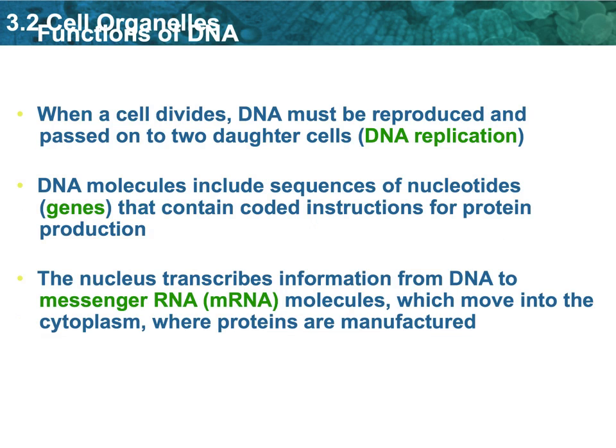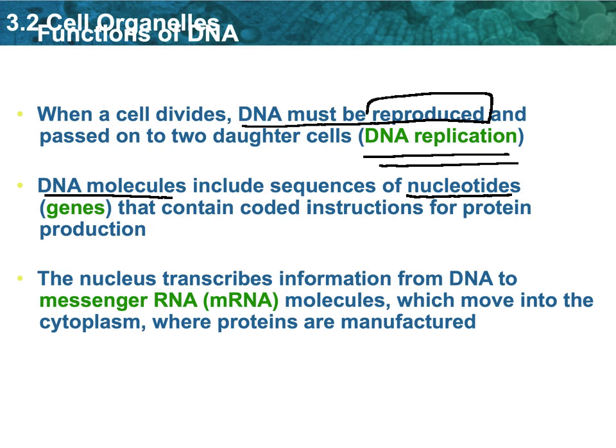Now, when a cell divides, when we need to make new cells, it should be common sense that if we're going to have another cell, we need to have just as much DNA for both cells. So we need to copy or reproduce the DNA to be passed on to the cells. That's called DNA replication, and that takes place inside the nucleus also. As we already know, DNA is a sequence of nucleotides. DNA is the polymer, and individual nucleotides are the monomers.